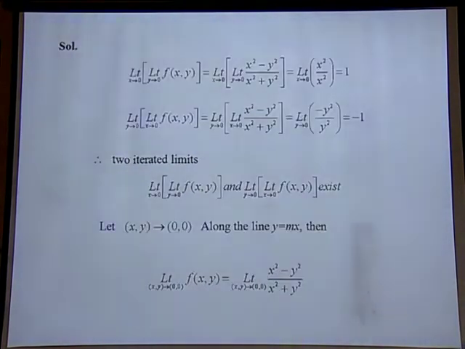How come? First of all, consider the limit of f of (x, y) as y tends to 0. Then substituting the value of f of (x, y), we get limit of (x squared minus y squared) over (x squared plus y squared) as y tends to 0, where y will be 0, then the inside function will be (x squared minus 0) over (x squared plus 0).